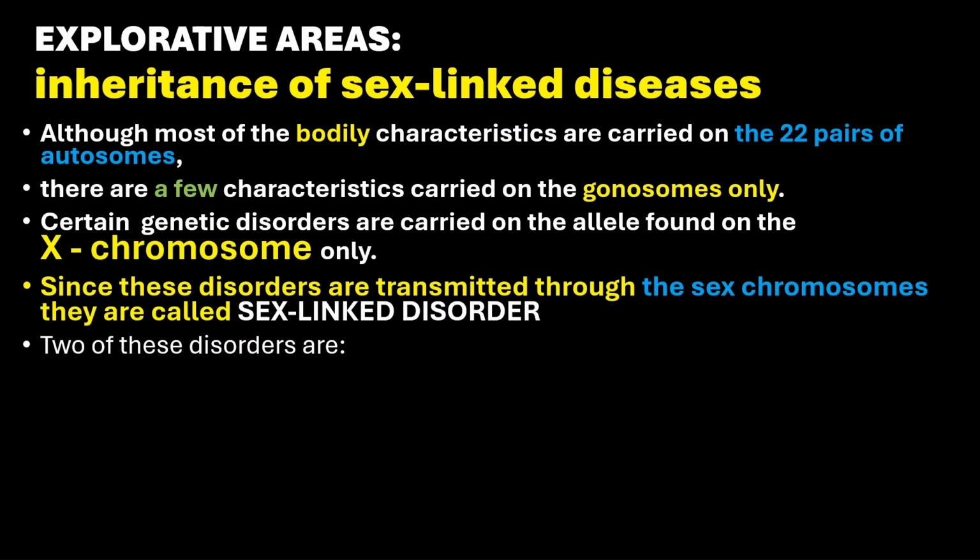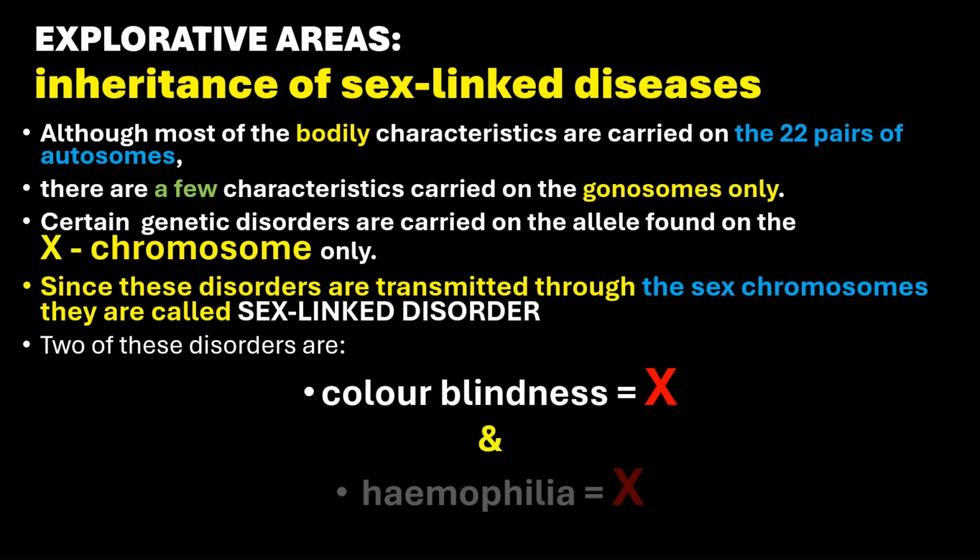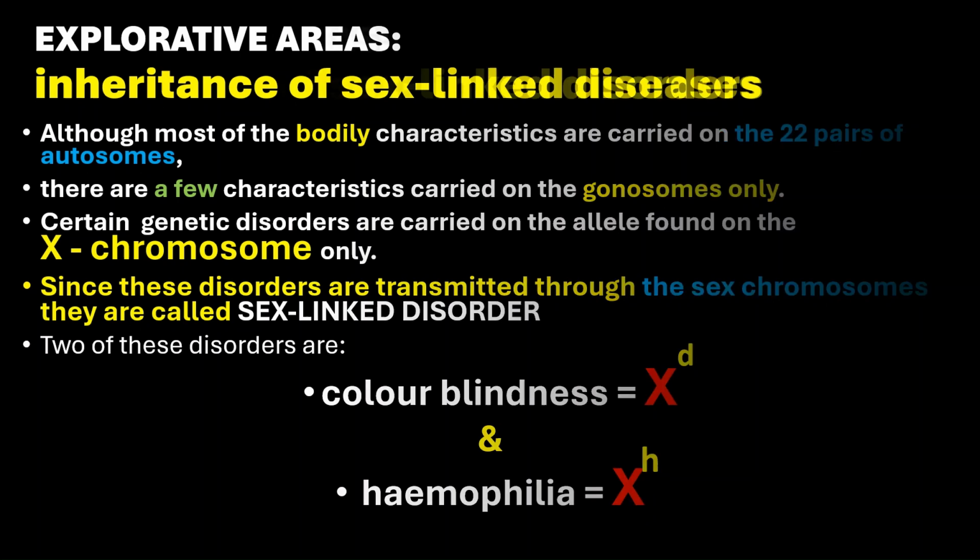Then over here in our curriculum, we're going to look at two types of disorders. The first one is going to be color blindness, and the second one will be hemophilia. And this is how their alleles are represented. You use the letter X for color blindness, you put the letter D, and for hemophilia, you put the letter H. So it is necessary to know how to go about it.